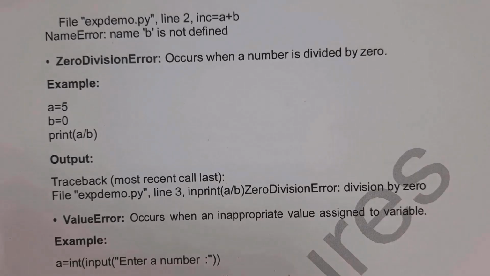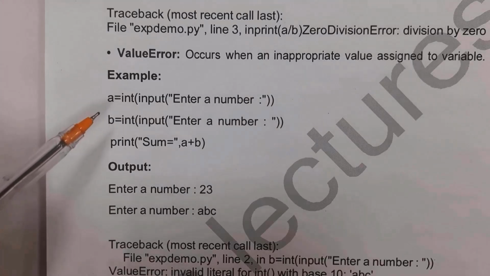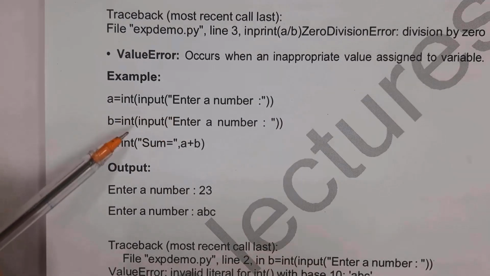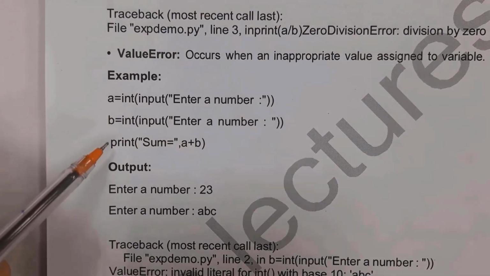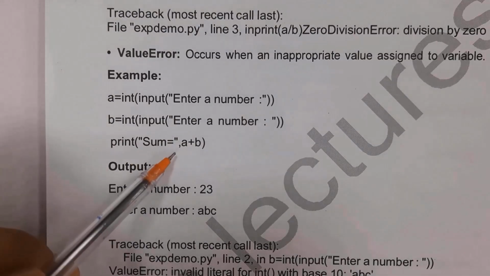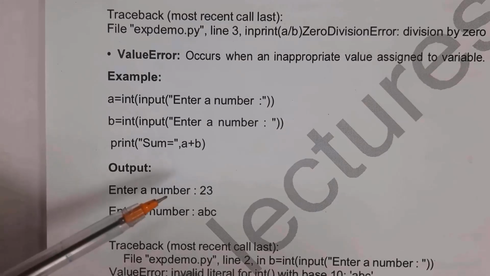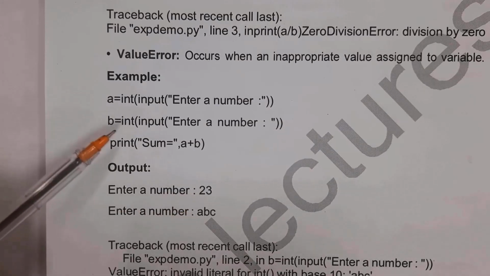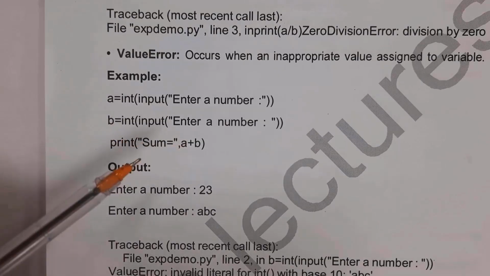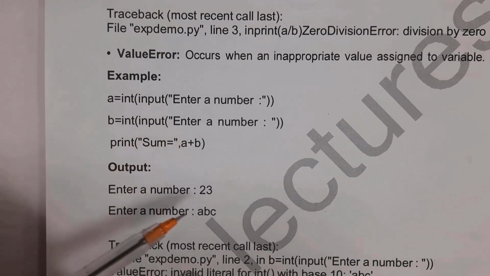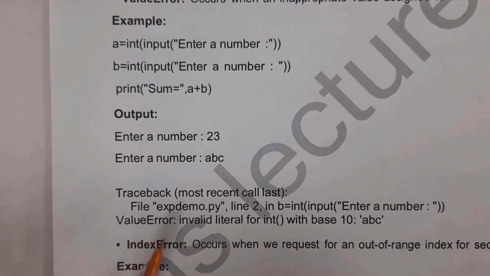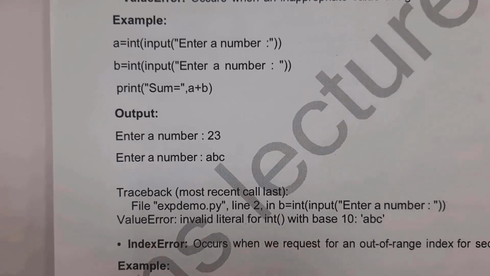And next I will explain what is ValueError. For example, I want to perform addition. So I wrote here a equal to int of input of enter number, b equal to int of input of enter number. Next I wrote print sum equal to, comma, a plus b. For example, here I gave a value as 23 and b value as abc. Actually I wrote b equal to int of input of enter number, so I should enter only an integer value. But here I gave a string value. So it will display error message ValueError: invalid literal for int with base 10: abc. That is nothing but we need to enter only an integer value.